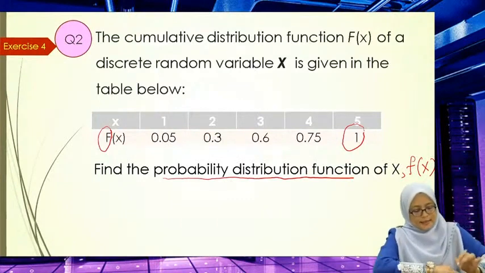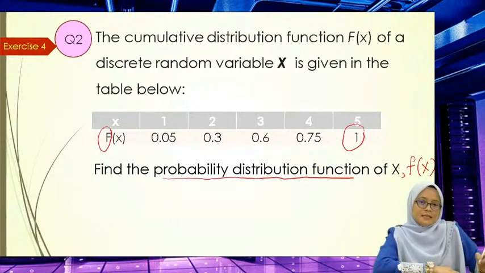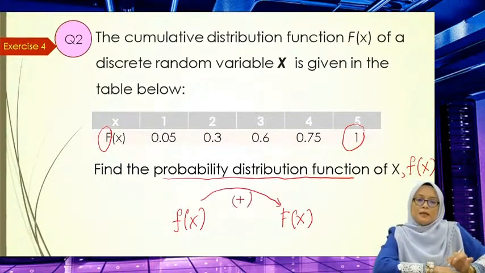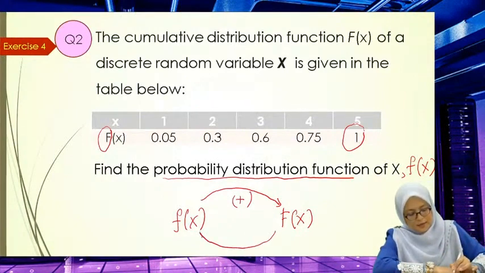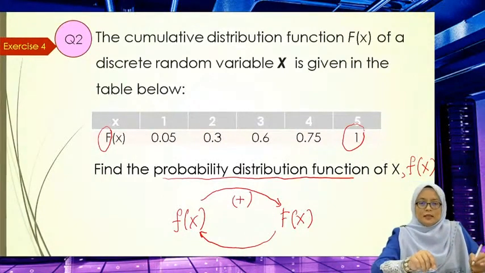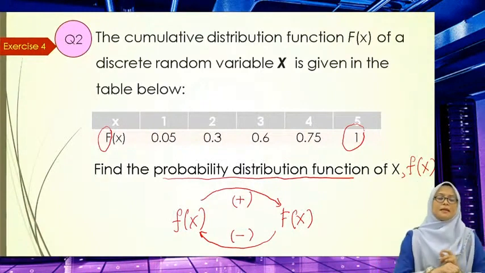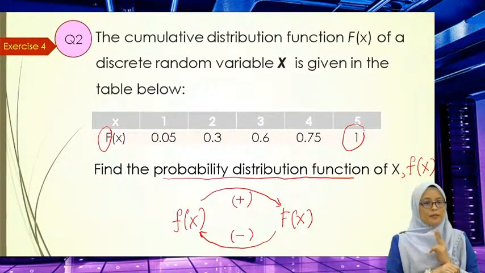Okay, so daripada previous lesson, F kecil kita nak dapat F besar dia, ini kita akan tambah. So sekarang ni kita nak reverse proses ni. So daripada cumulative ni F besar, kita nak cari F kecil dia. So opposite kepada sign tambah, so kita akan tolak lah. So ini basic operation untuk discrete. Dua benda ni yang you akan guna bila involve dengan discrete random variable.